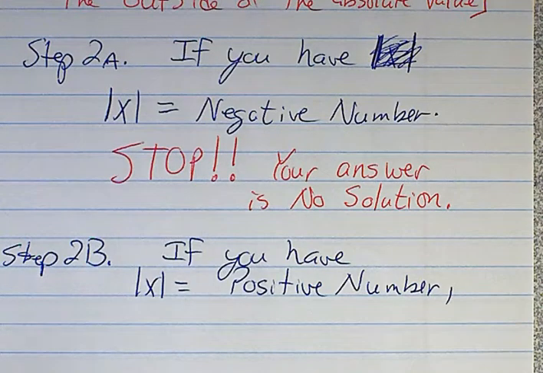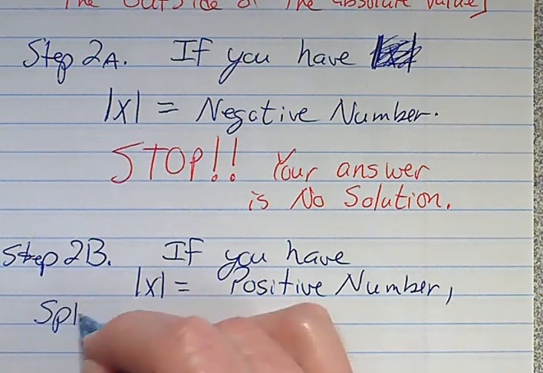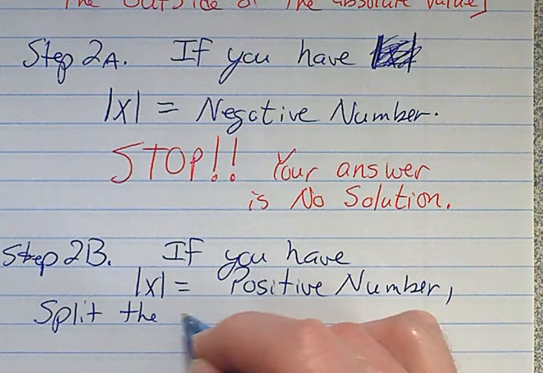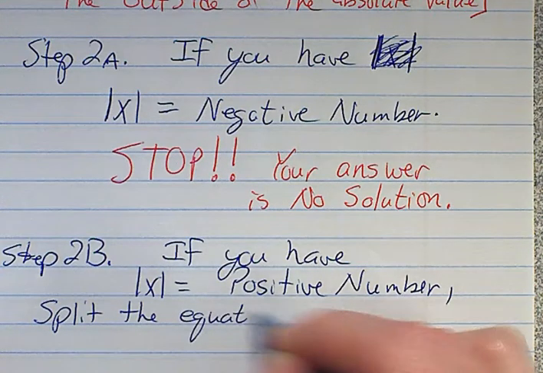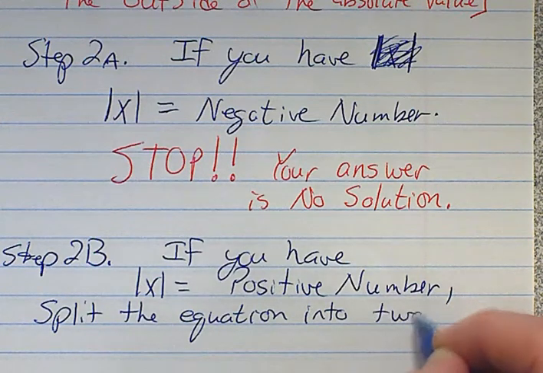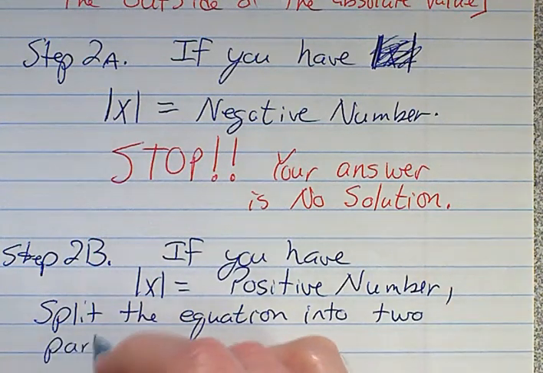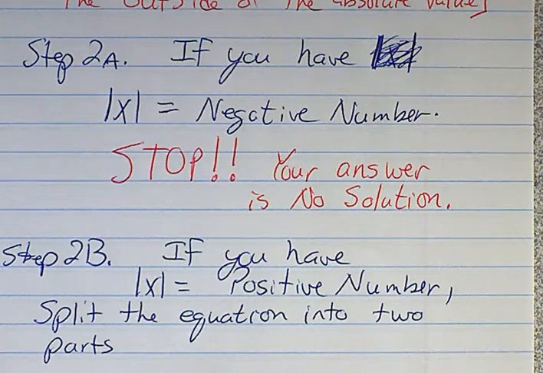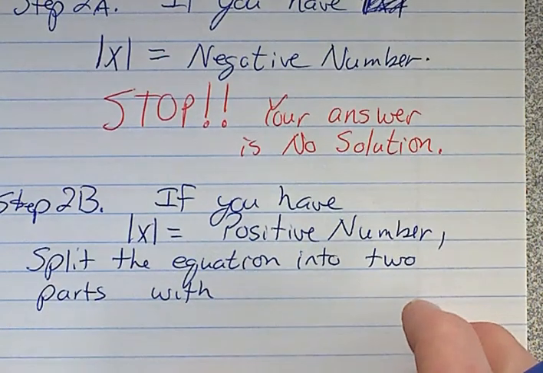You're going to split the equation into two parts, with one negative number and one positive number.